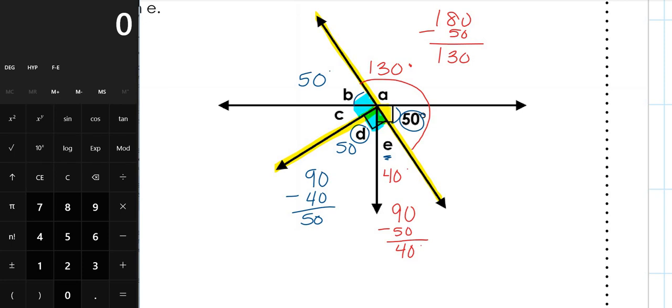So again, if B and C add up to 90 and I've used up 50 degrees for angle B, that means that I have 40 degrees left for angle C. And that's all of them. So make sure to put all of these answers into your answer section.